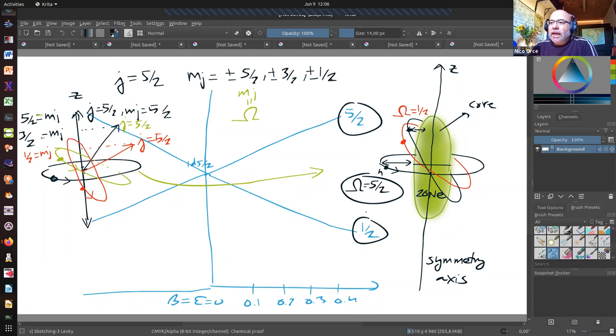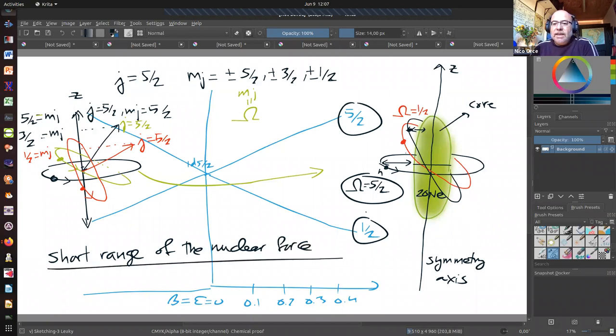Here is where the short range of the nuclear force, going back to the beginning of the lectures, is playing a role. As you know, the deeper we are in the potential, the more binding energy we have. And this is precisely why the 1/2 comes down and the 5/2 goes up, because the 5/2 is orbiting around the nucleus farther away over time than the 1/2 particle, which is going around the nucleus in a much closer orbit. Much closer than the other one.